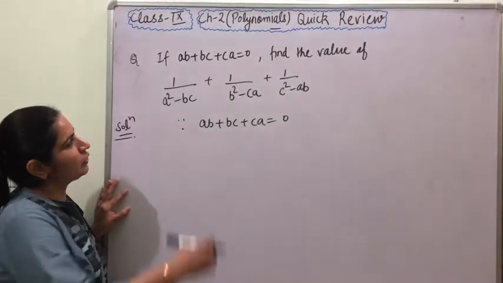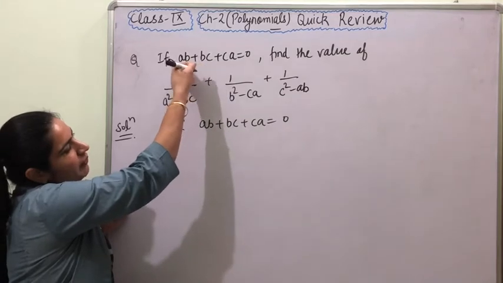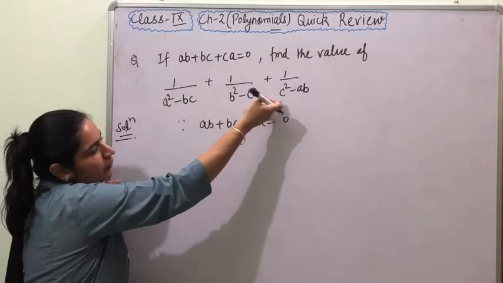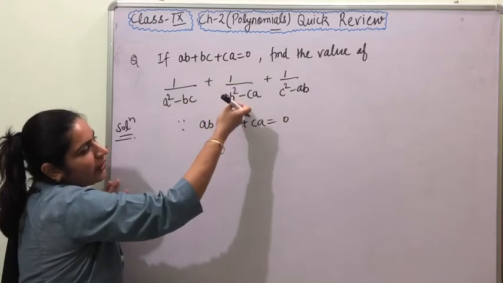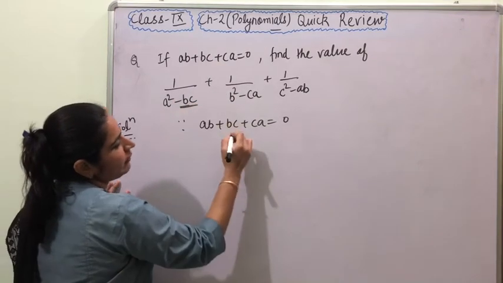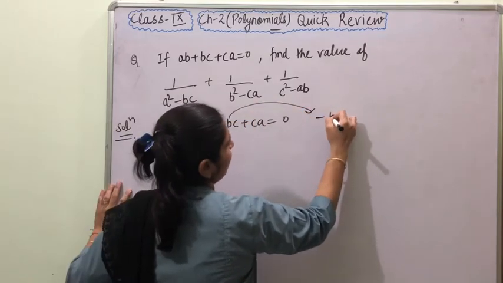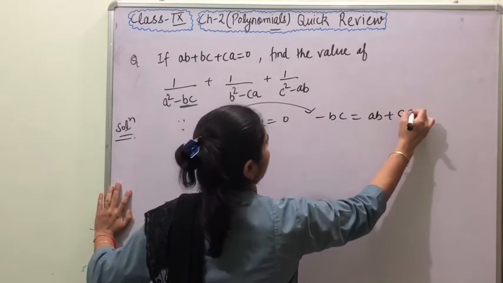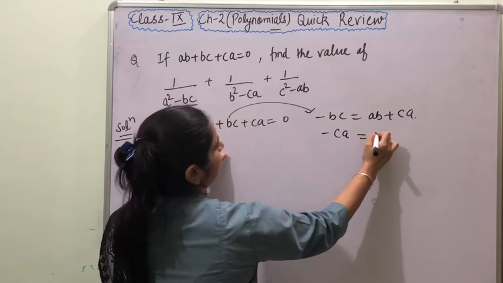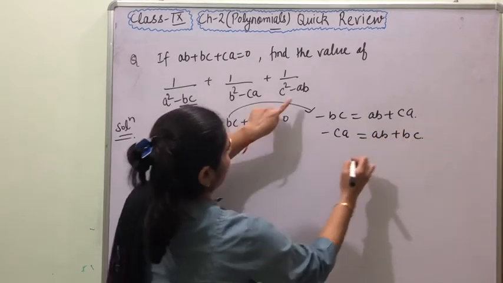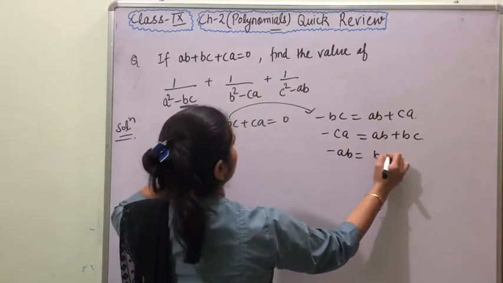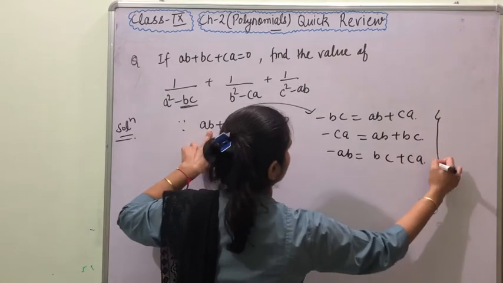Okay, the last type of questions. If ab plus bc plus ca is equal to 0, this is the given condition, then find the value of this polynomial. We will use this condition to find the value. Here it is minus bc, which is equal to ab plus ca. In the second one, minus ca is required, which is equal to ab plus bc. In the last one, minus ab is required, which is equal to bc plus ca. We will substitute these values.